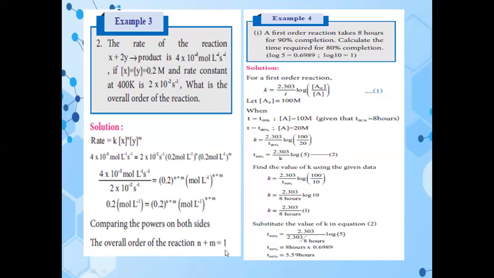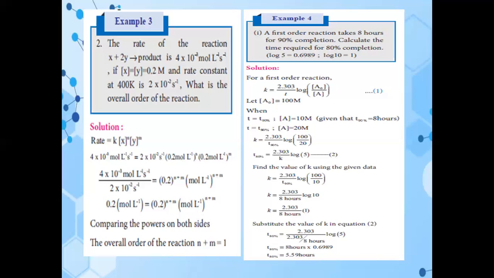See the next example. The first order reaction takes 8 hours for 90% completion. Calculate the time required for 80% completion. So it's a first order reaction. First we need to write the rate equation for the first order: k equals 2.303 divided by t, log of A naught divided by A.